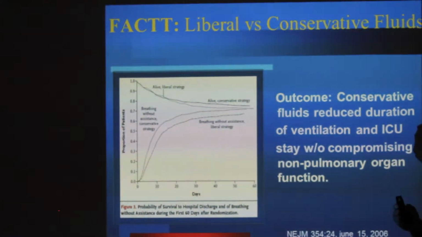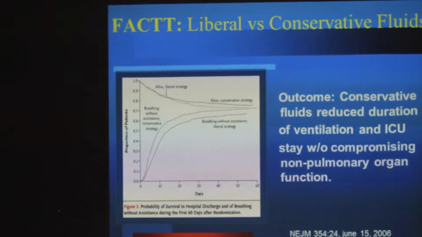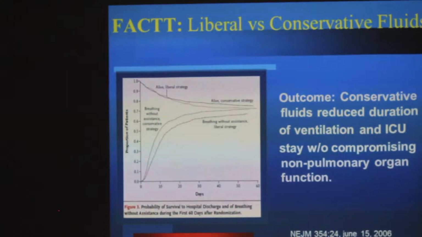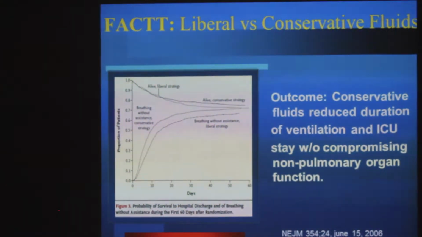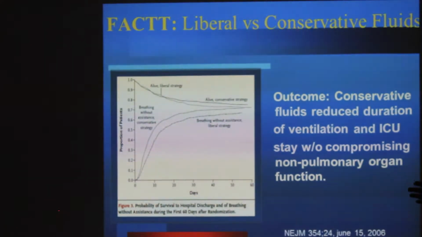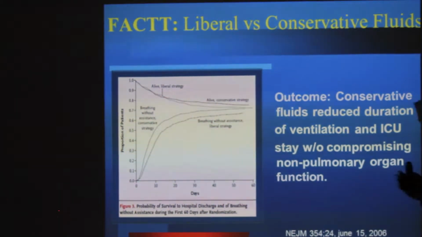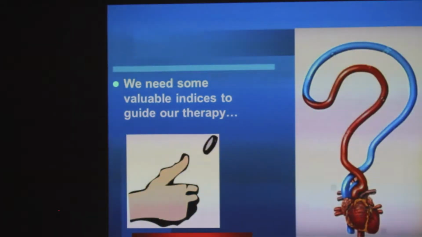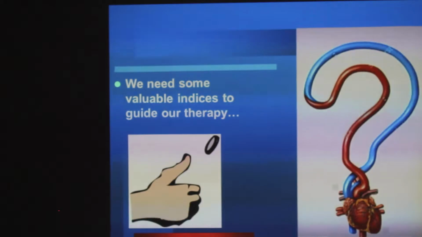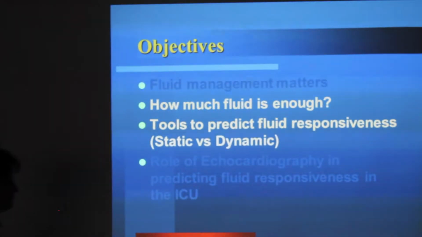So I showed you the previous slide, early goal-directed therapy, where fluid is important, of course. But I also showed you on the other side fluid restriction, having a negative cumulative balance at 7 days, which was associated with reduced ventilation and ICU days without compromising non-pulmonary organ function. So this is why we need to have some more valuable indices to guide our therapy, and this is something very, very important as well given this talk. So this brings us to another question here.